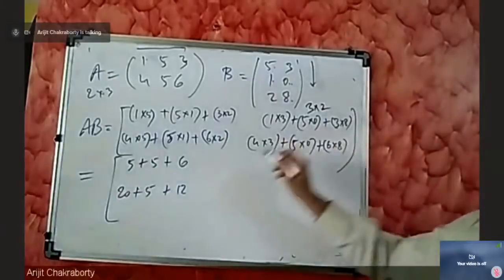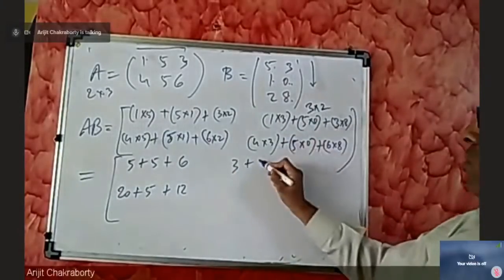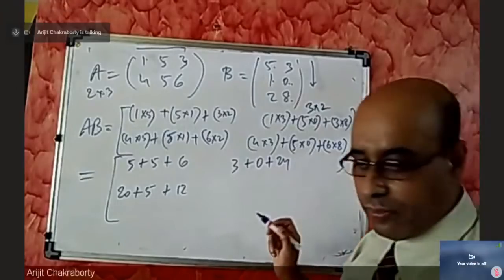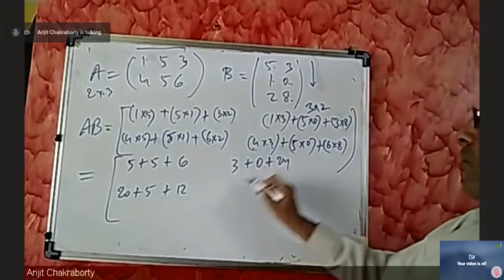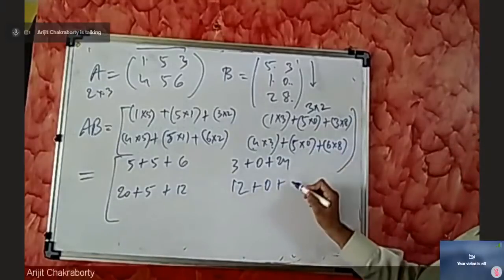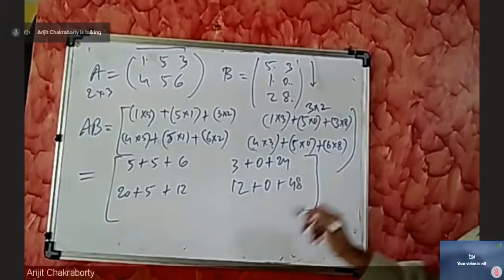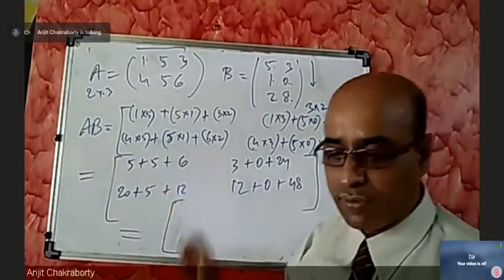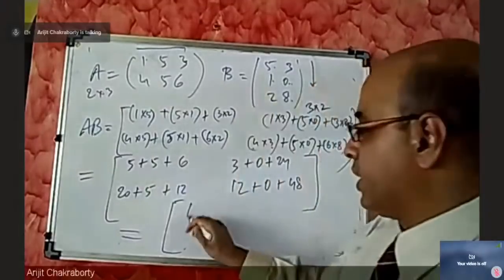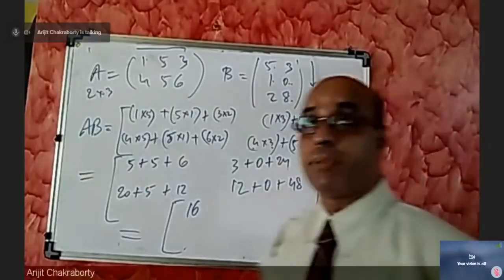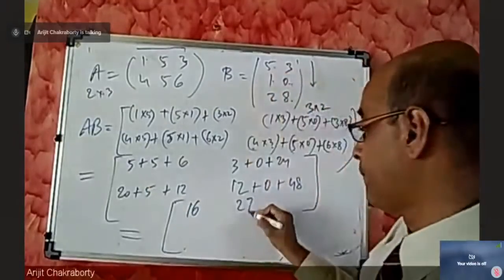Let us take 1 into 3 is 3, plus 5 into 0 is 0, plus 3 into 8 is 24. And we have 4 into 3 is 12, plus 5 into 0 is 0, plus 6 into 8 is 48. So the product becomes 5 plus 5 is 10, 10 and 6 is 16. 3 plus 0 plus 24, that gives me 3 plus 24, that is 27.